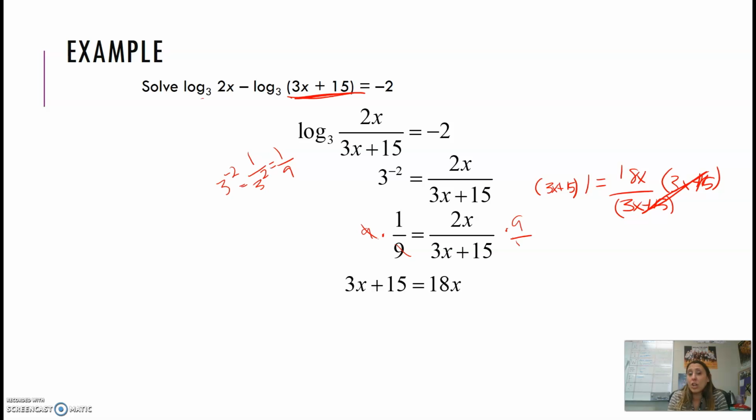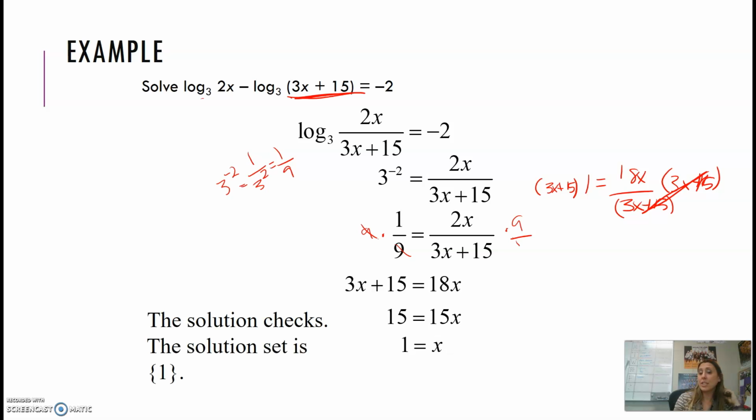Then I can just start moving things. So I can move the 3x, and I get 15 is equal to 15x, which is 1 is equal to x. So not so bad, is it? So my solution is definitely 1.